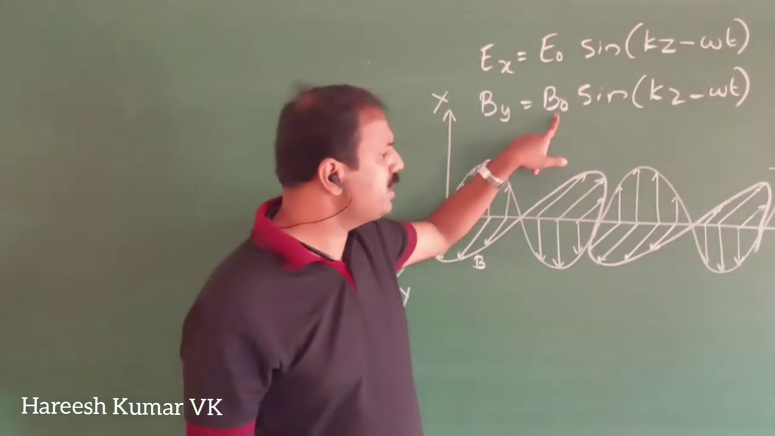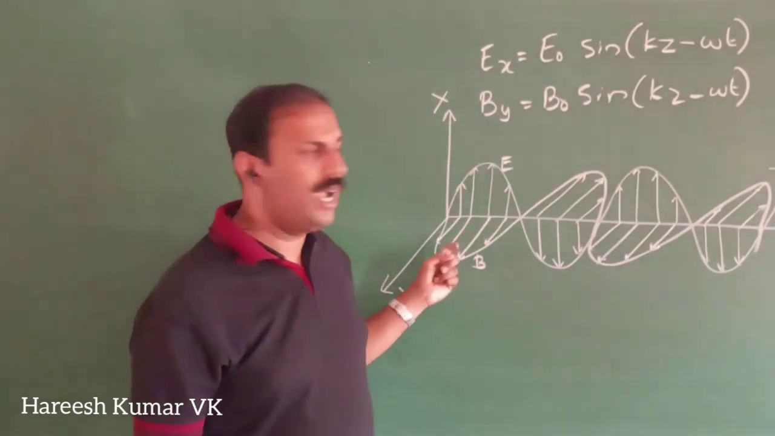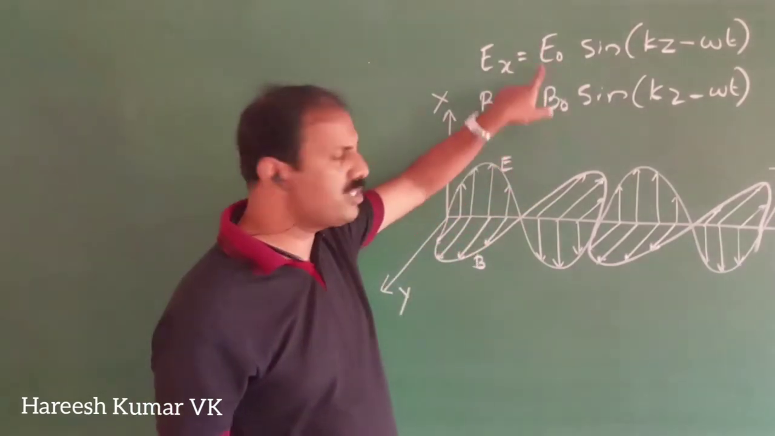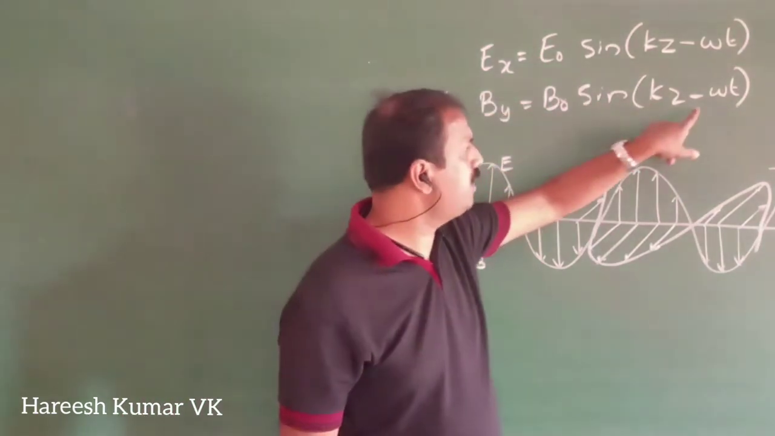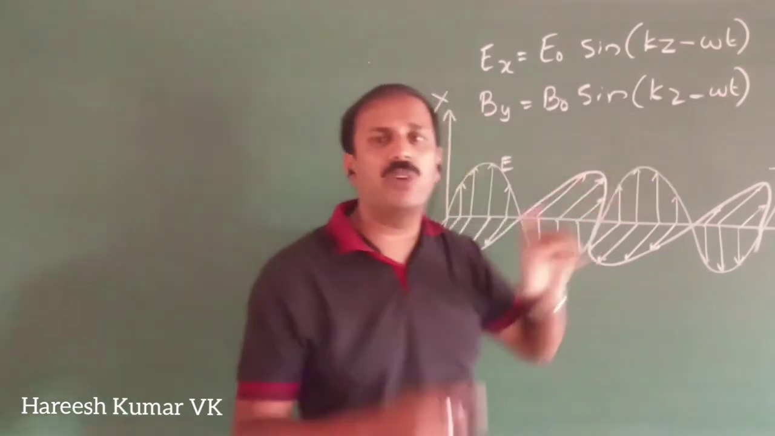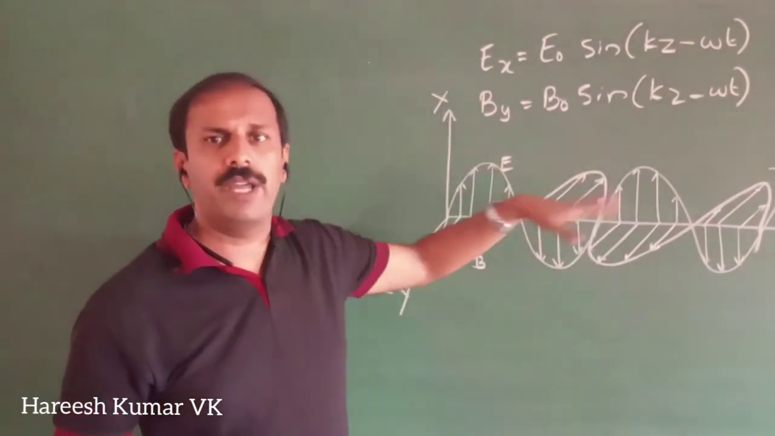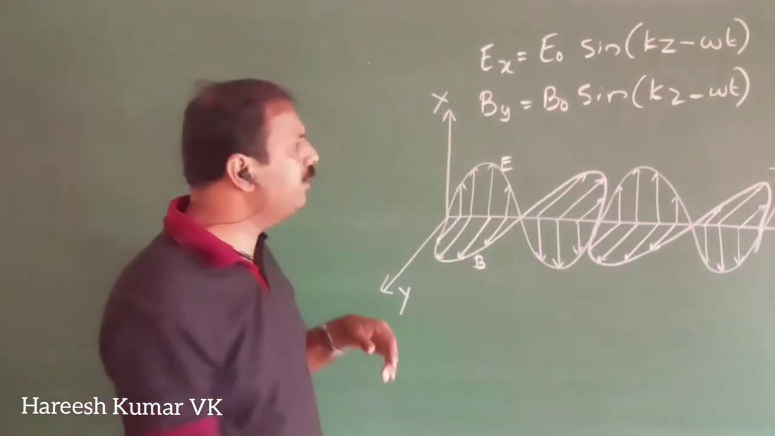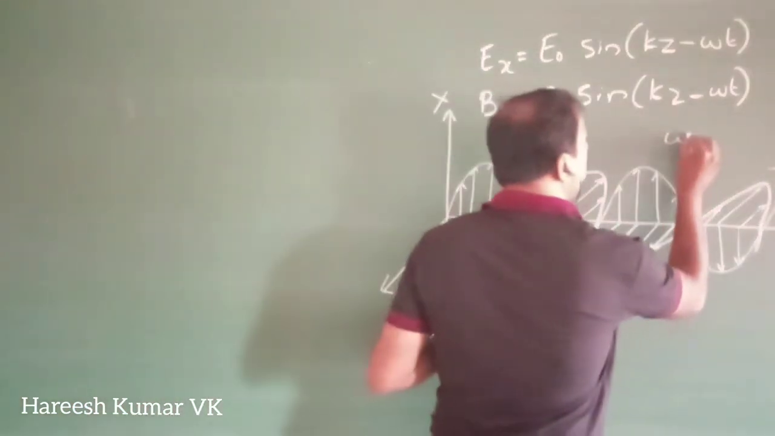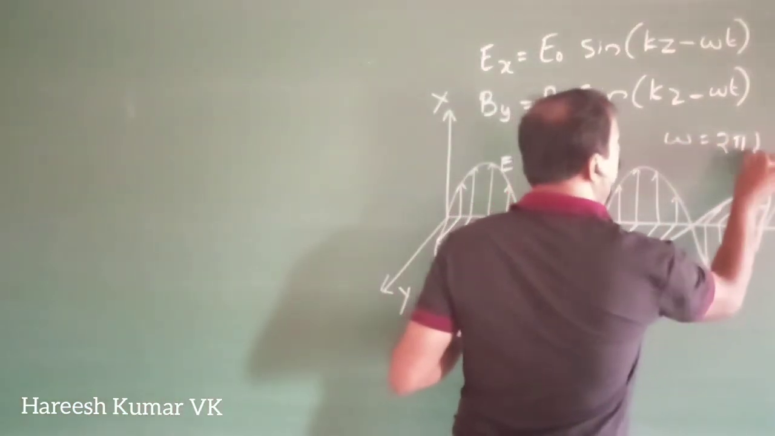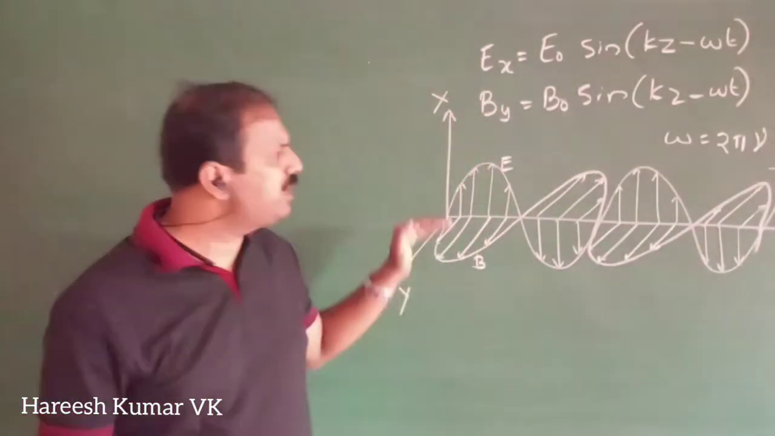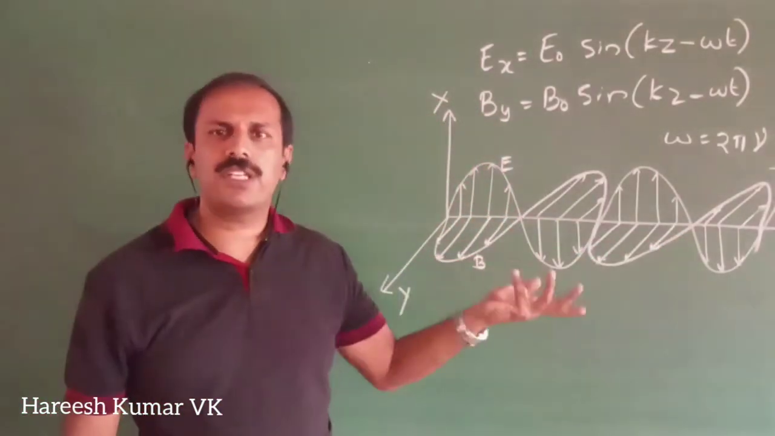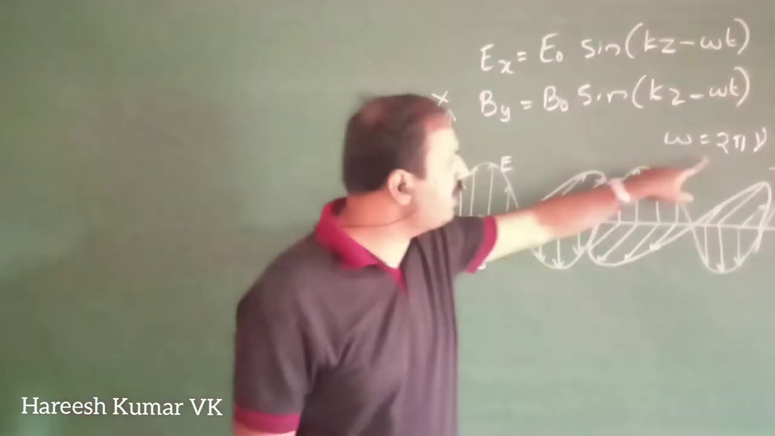Okay. So here also B0 is the maximum value of the magnetic field, and there is a relation between B0 and E0. That also I will tell you. Then in the same way, kz minus omega t. This omega is the angular frequency of the wave. Angular frequency means 2 pi. This omega is equal to 2 pi nu, where this nu is the frequency of the wave. Okay, so if it is a different electromagnetic wave, the corresponding frequency will be there. So this omega is 2 pi nu.